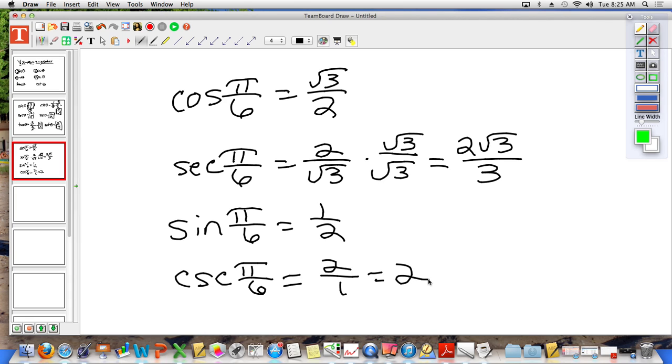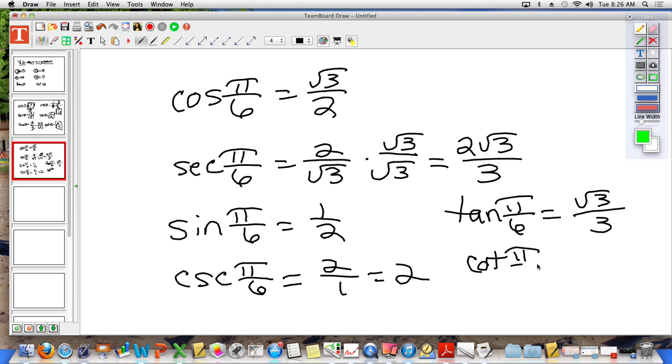What about the tangent? What did we calculate for the tangent of pi over 6? Help me out here. The square root of 3 over 3. All right, well, what's the cotangent then? 3 over the square root of 3. All right, it is 3 over the square root of 3.